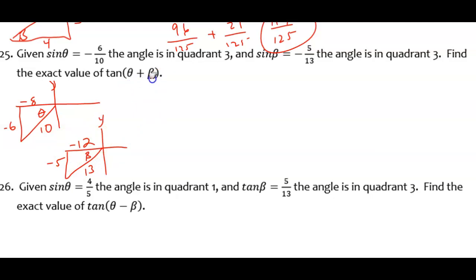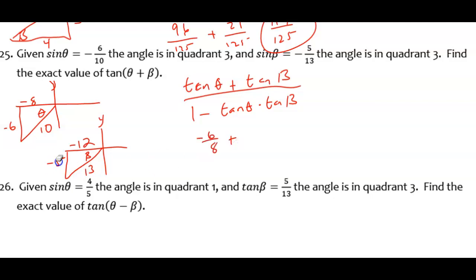So now find tangent of theta plus beta. So you're going to have tangent of theta plus tangent of beta all over 1 minus tangent of theta times tangent of beta. Well, tangent of theta, remember tangent is opposite over adjacent. So you have negative 6 over negative 8 plus negative 5 over negative 12, all over 1 minus negative 6 over negative 8 times negative 5 over negative 12, like that, right?